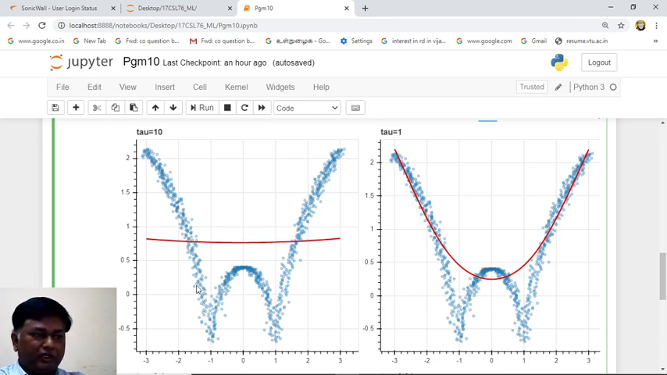Now that is the blue color. So the first time we are trying to predict, that is this red line. It is not matching. The data is following something like this, but your prediction is like this. So this is for your tau value 10. Now you are smoothing your parameter tau. By changing tau equal to 1, it is predicted like this.